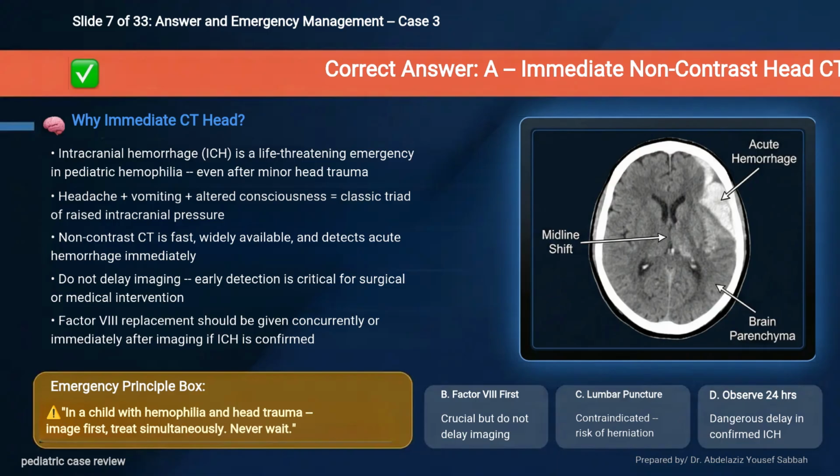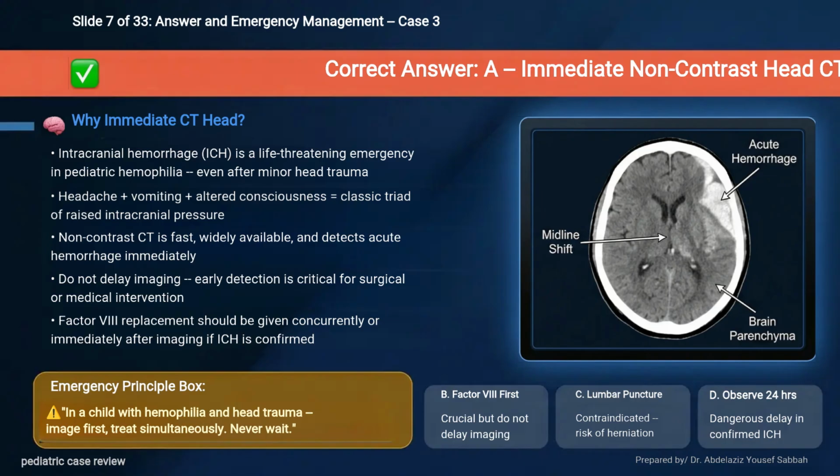Intracranial hemorrhage is a life-threatening emergency in pediatric hemophilia, even after minor head trauma. The combination of headache, vomiting, and altered consciousness represents the classic triad of raised intracranial pressure and demands immediate imaging. Non-contrast computed tomography is fast, widely available, and detects acute hemorrhage immediately. Do not delay imaging, as early detection is critical for surgical or medical intervention.